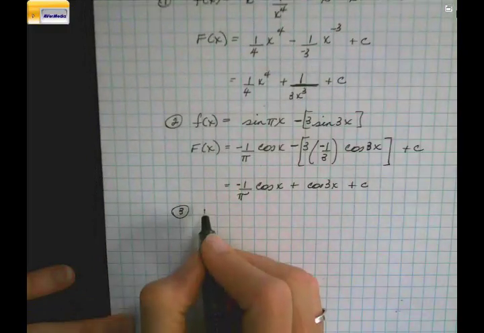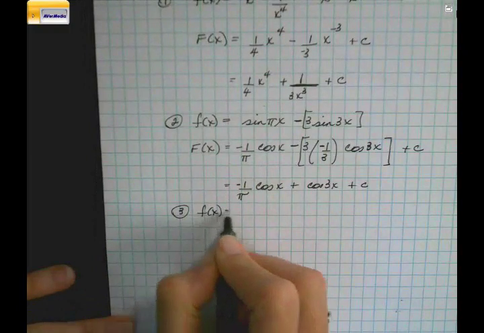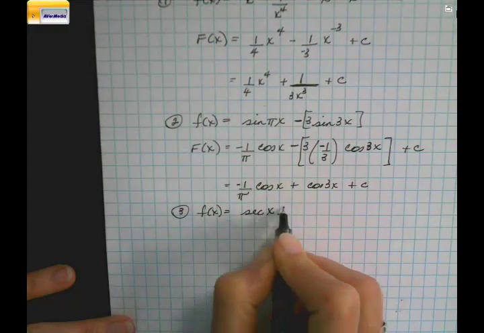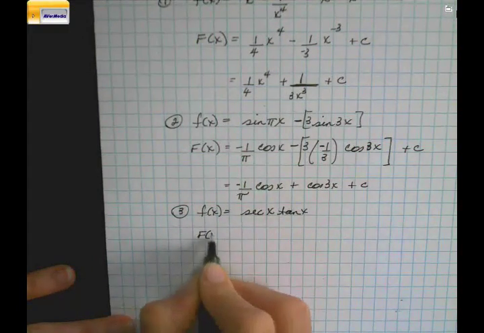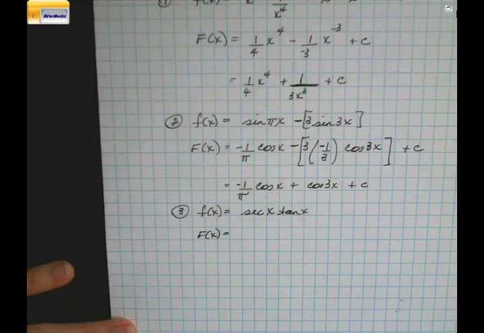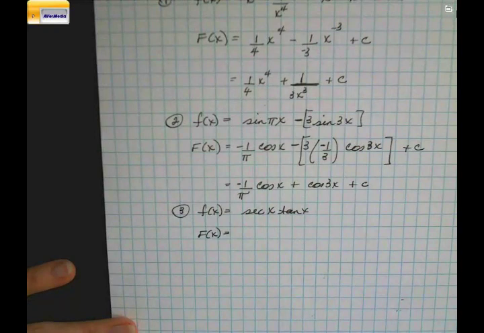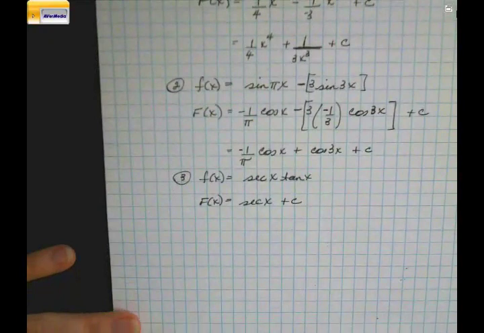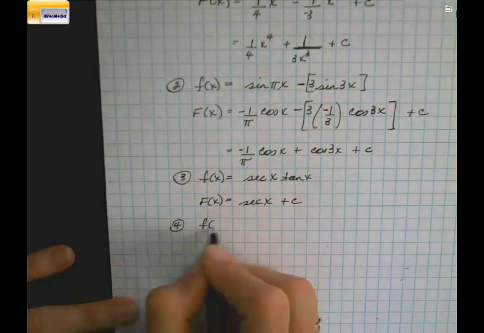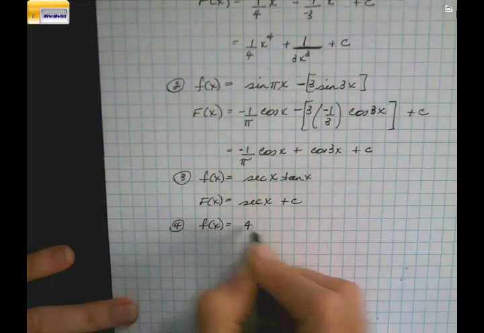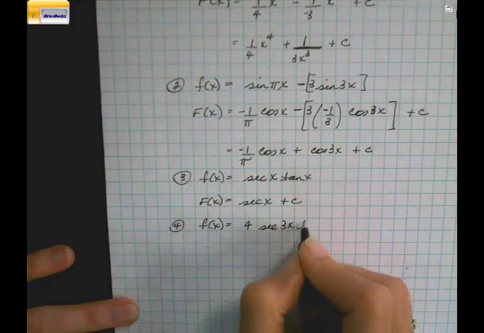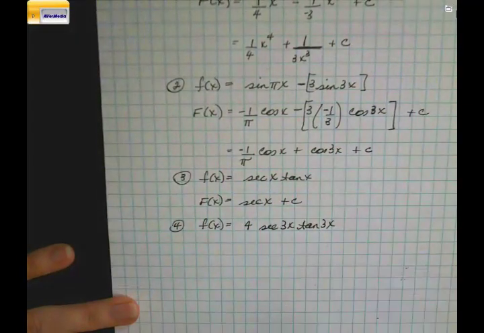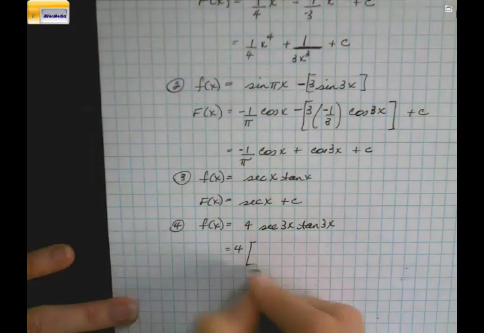All right, suppose we have f of x, this is where I get it messed up, equals secant x tan x. What is the antiderivative? Just secant x. There you go. These are the ones that I'm a little bit weak on. So what if your original function is 4 secant 3x tan 3x. Hang on to the 4.